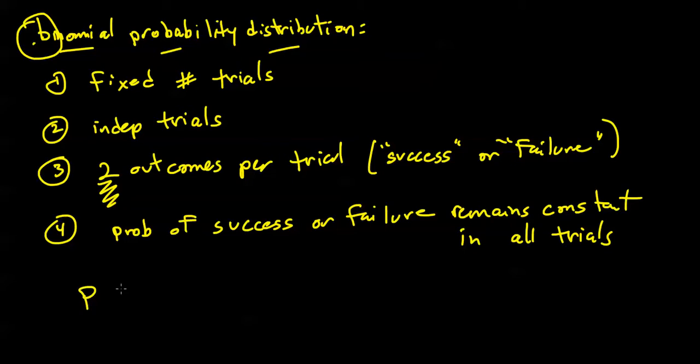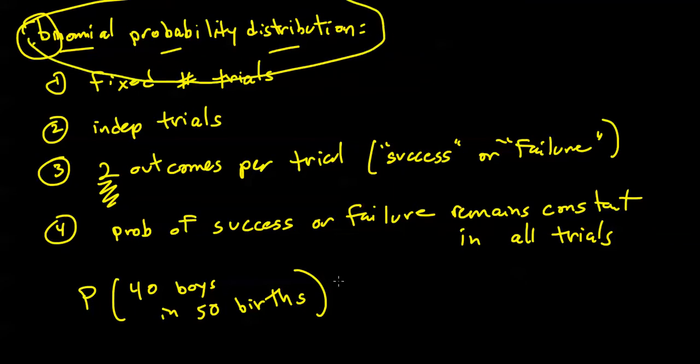So if I ask you for the probability of, let's say, 40 boys in 50 births, I claim this is a binomial experiment that yields a binomial probability distribution. You've got a fixed number of trials. The gender of any one child is independent of another child. There's 2 outcomes per trial, typically boys or girls, and the probability of success or failure remains constant. Usually in this context, we assume boys and girls are equally likely. So in some ways we've already talked about binomial probability distributions. Let's get some notation down.